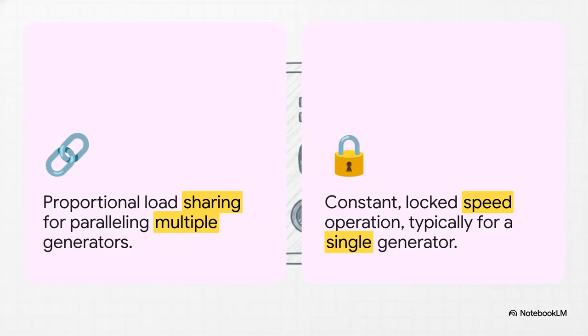And because of that external communication, the engine can operate in two totally distinct ways. First, you have droop mode. This is all about proportional load sharing. When multiple generators are tied together, droop lets the Woodward governor slightly dial back engine speed as the load increases, making sure all the engines share the electrical burden evenly. Contrast that with isochronous mode. Isochronous is constant, locked speed operation regardless of the load, which is typically what you use when a single generator is running the whole show by itself.